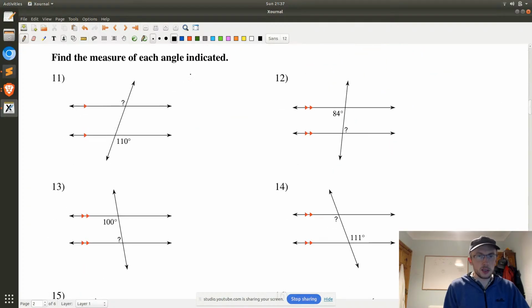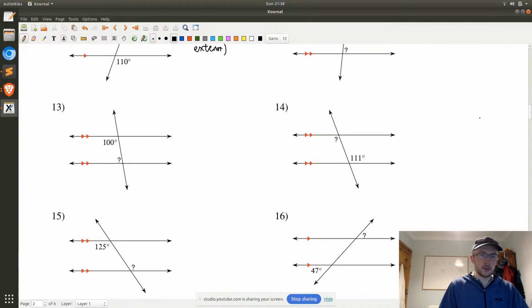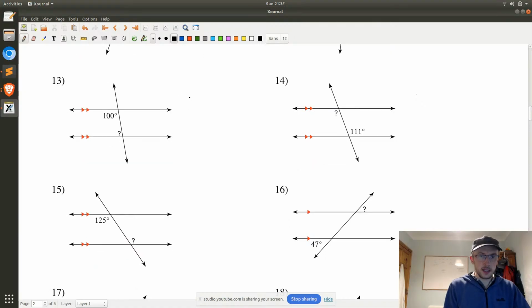Now we must find the measure of each angle indicated, and we must give a reason for the chosen measure. 110 degrees, and the reason being it is alternate exterior with this angle down here. 84 degrees, the reason being it is alternate interior, or Z angles, in a transversal. 80 degrees, as they are consecutive interior or co-interior angles.